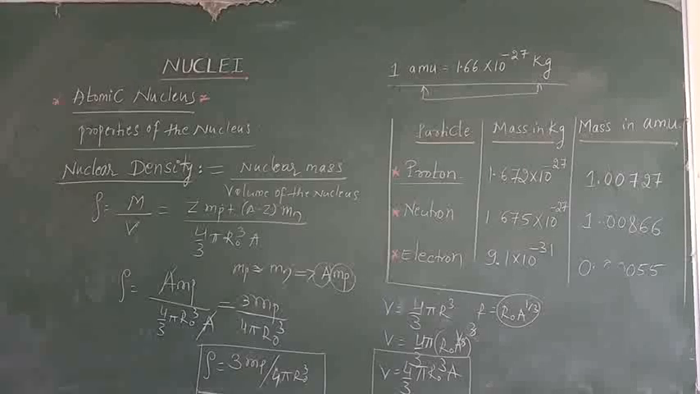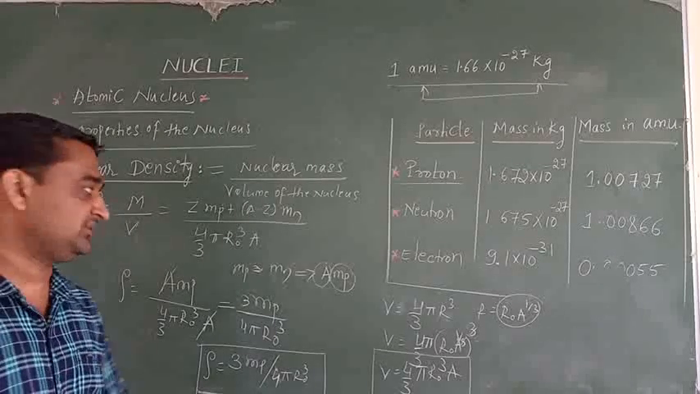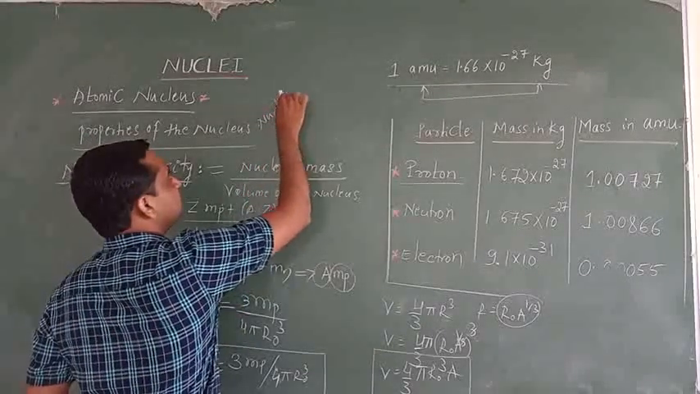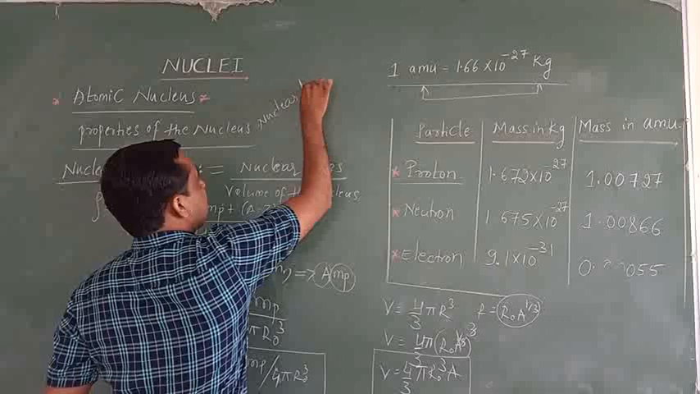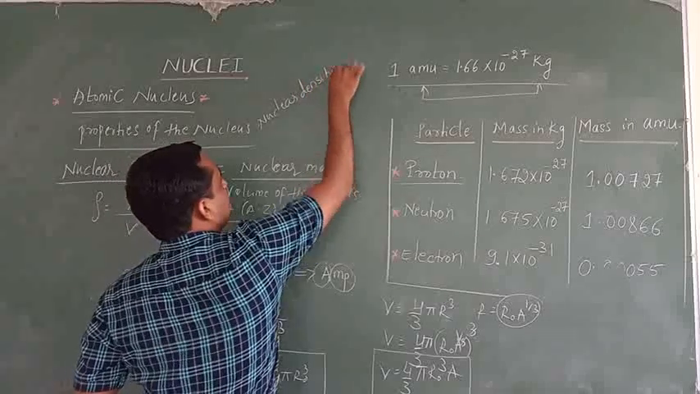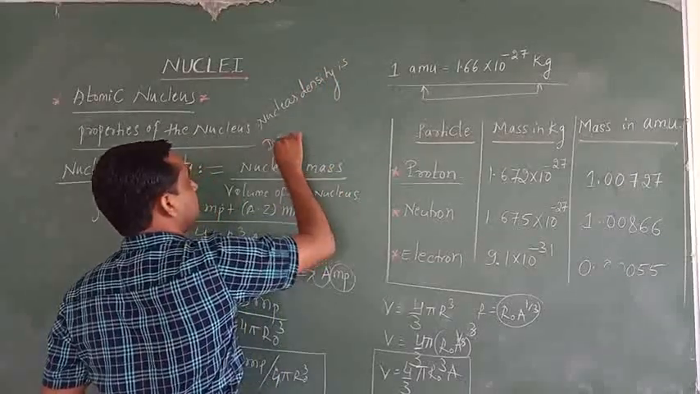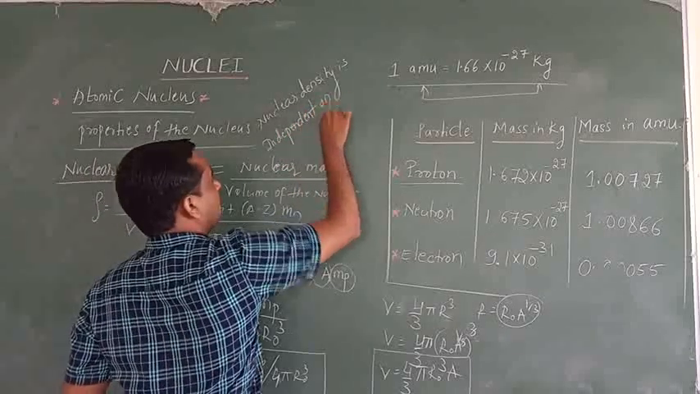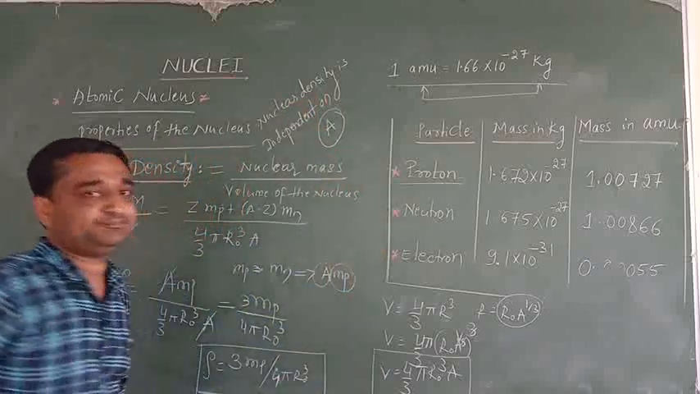So with this we can give the conclusion for the property, that is the nuclear density. The nuclear density is independent of what? It is independent of mass number. There will be a one mark question: how does the nuclear density depend on its mass number? It is independent. Nuclear density is independent of mass number.